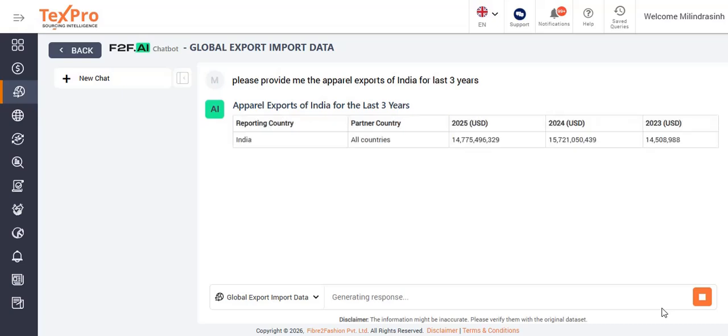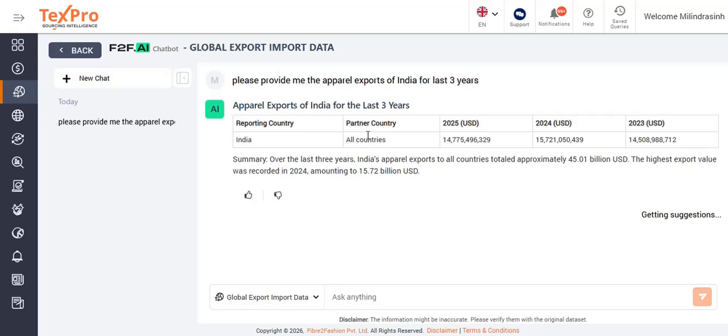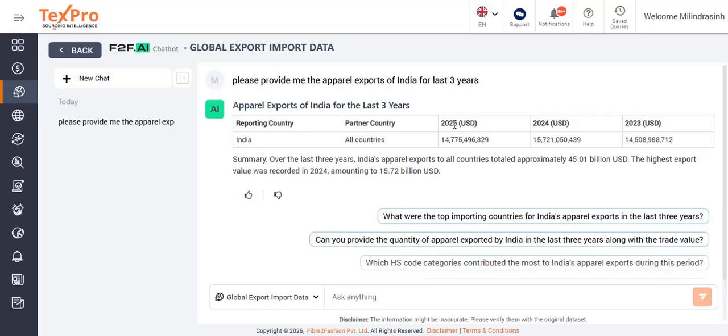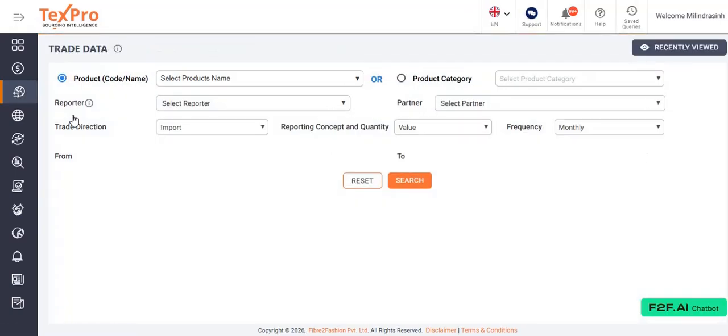As you can see, AI is now pulling out the results: India's exports of the entire apparel category to all partnering countries for the last 3 years, 2025, 24, 23. And it gives a summary of what has been the highest value, the lowest value, and so on and so forth. Other than that, there are other features just like other modules wherein you can download the data and plot them in charts. We have advanced charts that I've highlighted, and you can also save your queries for your future reference.